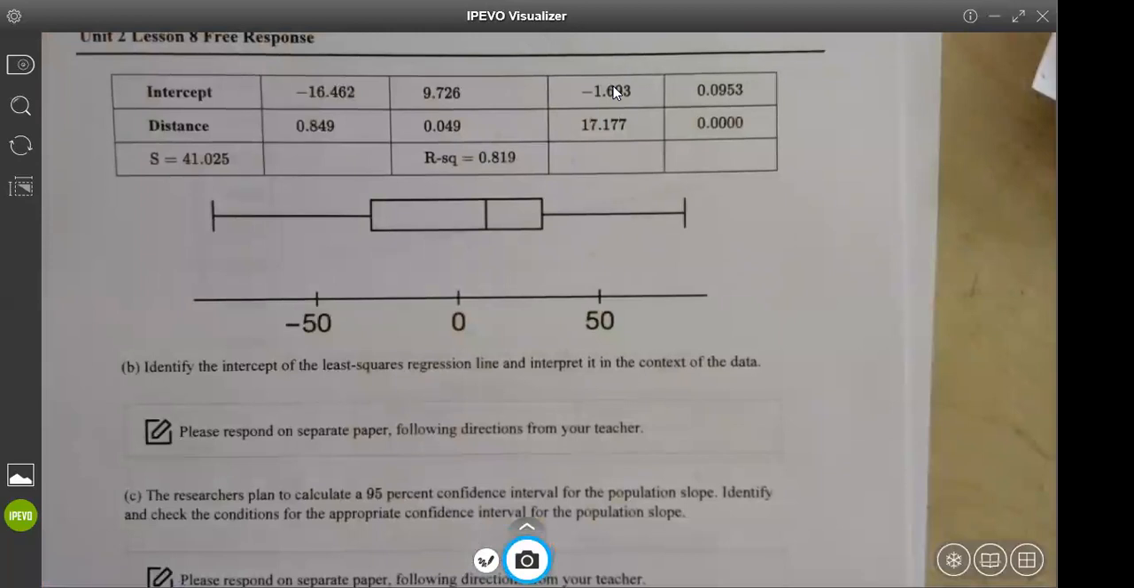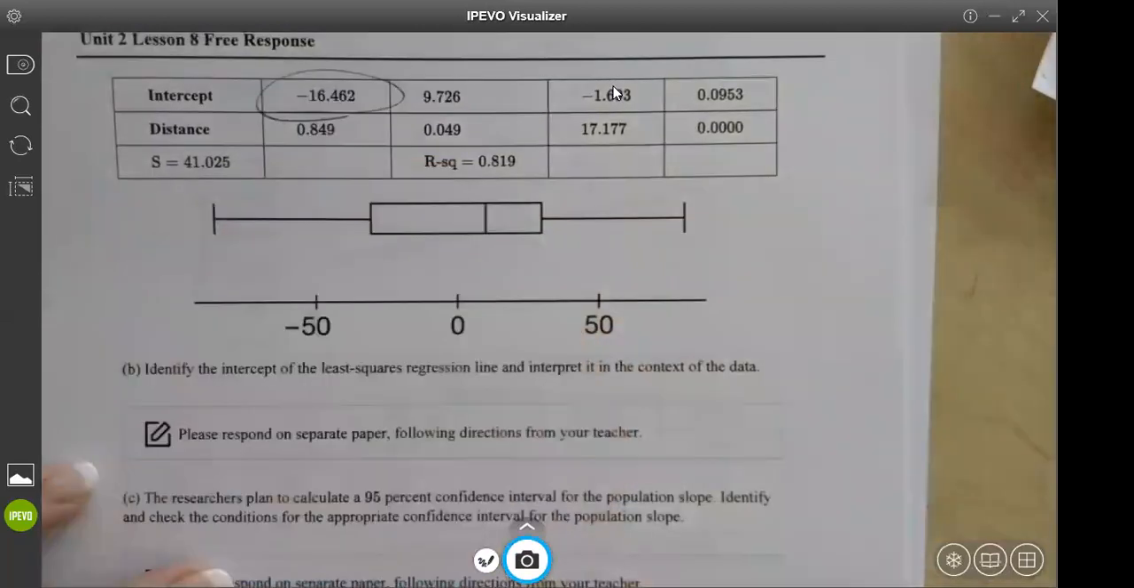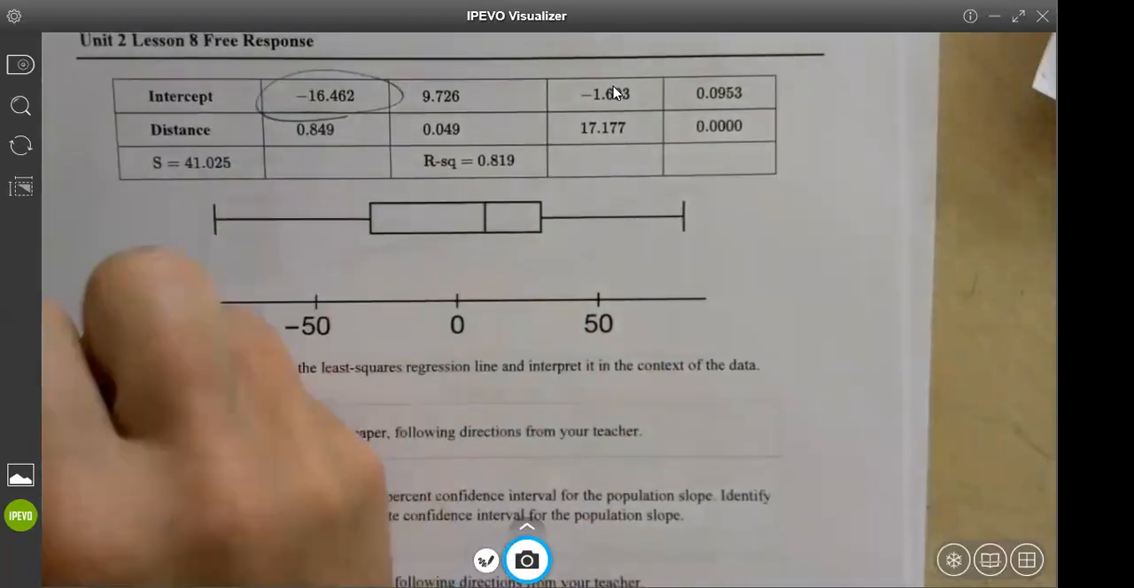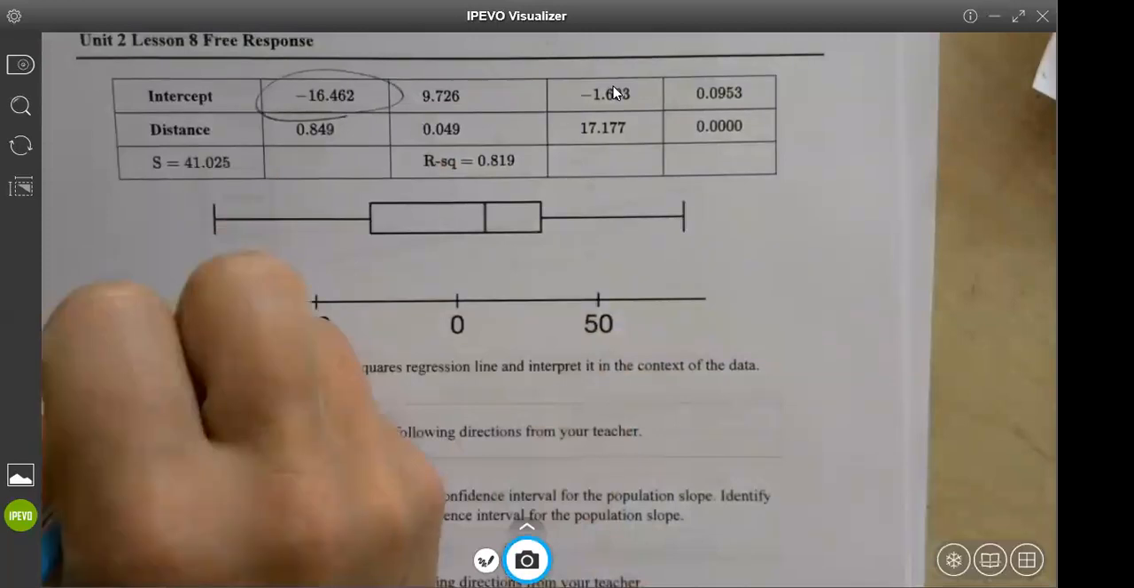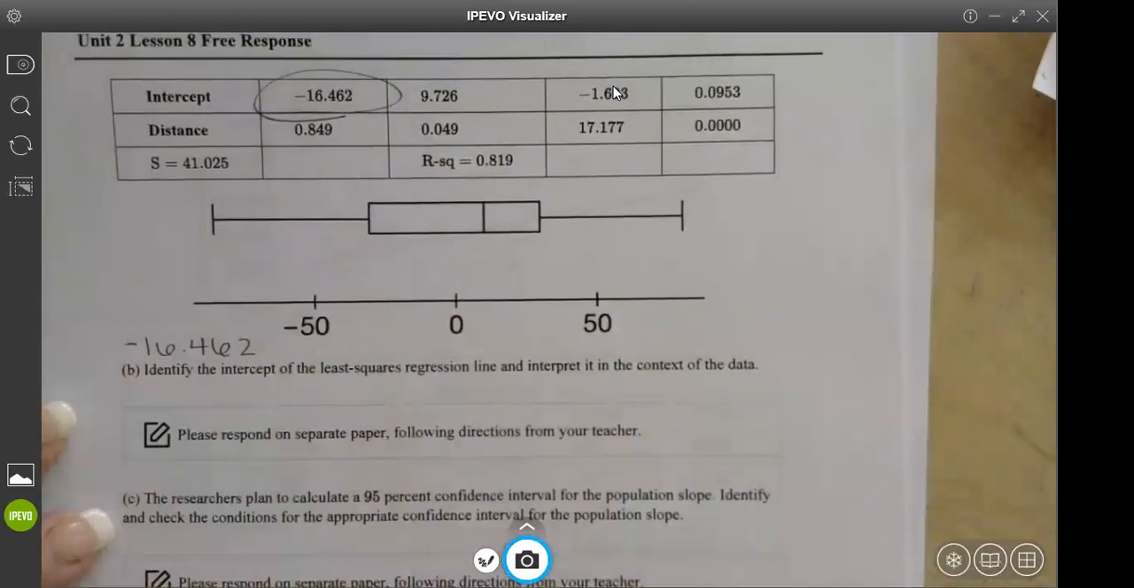Identify the intercept of the least squares regression line and interpret it in context of the data. So the intercept is like where you start. So which number up here is the intercept? What do you think? Yeah, and it says intercept and goes from there. So it is negative 16.462, and this is in context, not in context of the problem, but with units meters per hour.